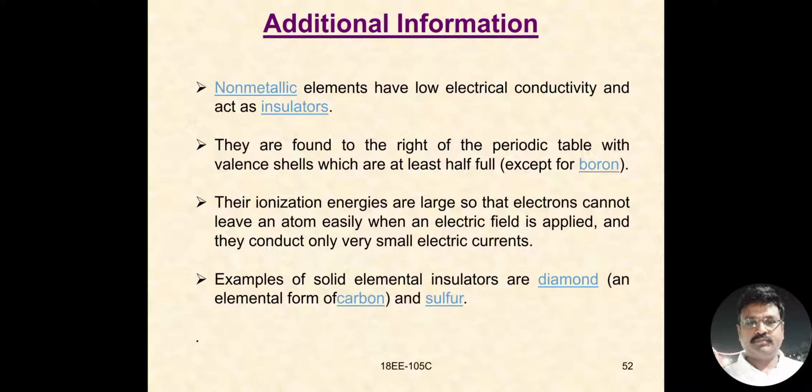Non-metallic elements have low electrical conductivity and act as insulators. They are found to the right of the periodic table with valence shells which are at least half full, except boron. Their ionization energies are large so that electrons cannot leave an atom easily when an electric field is applied, and they conduct only very small electric currents. Examples of solid elemental insulators are diamond and sulfur.